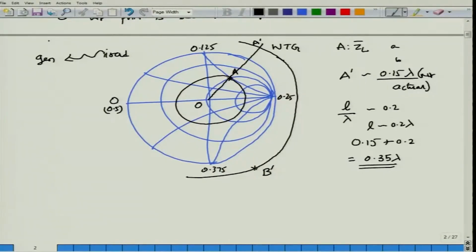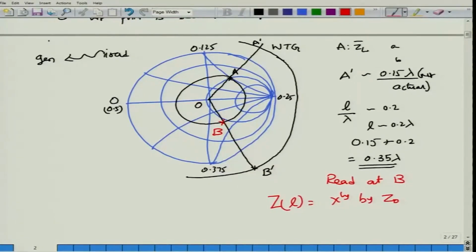Once you have obtained that point, call that as B prime. Now draw a straight line from O all the way to B prime. Now you see where you are intersecting the SWR circle, you are intersecting the SWR circle here. Call this point as point B and read the coordinates at B. Multiply that coordinates by Z0 in order to obtain the impedance at a distance of L away from this.